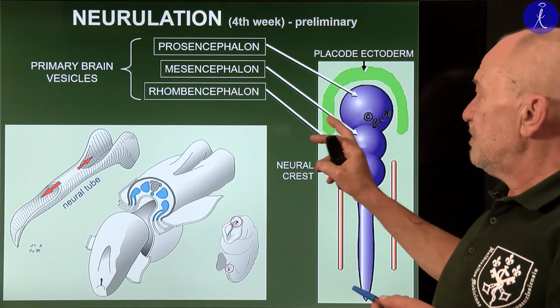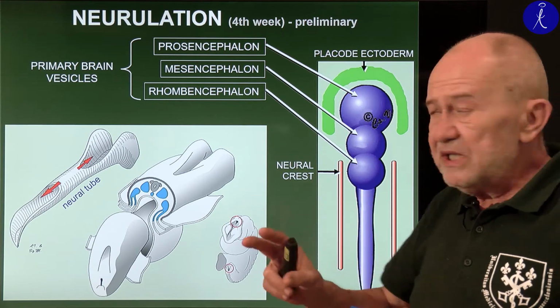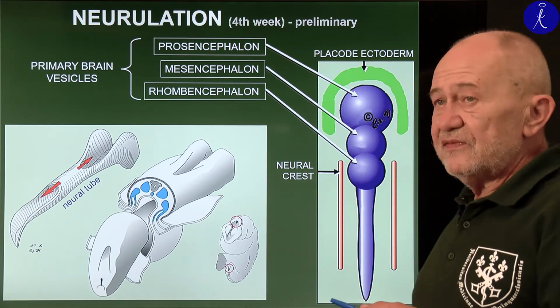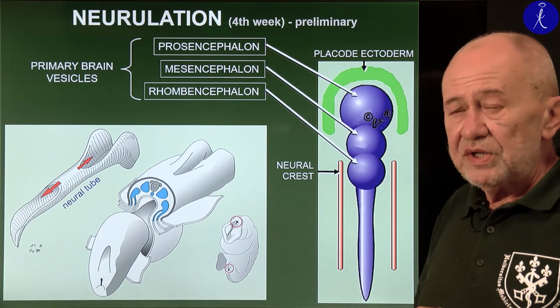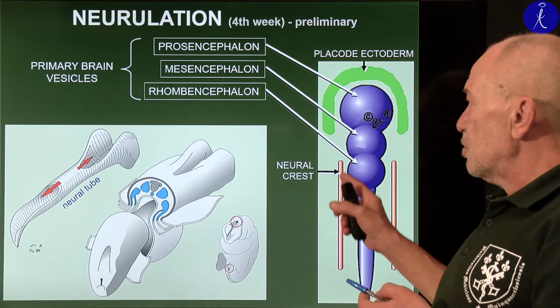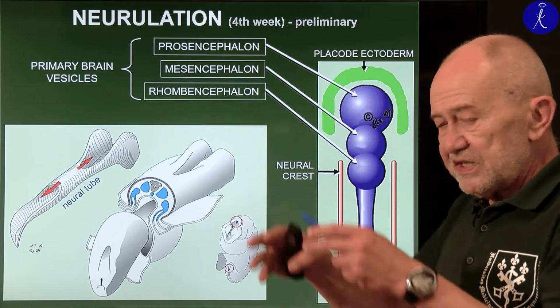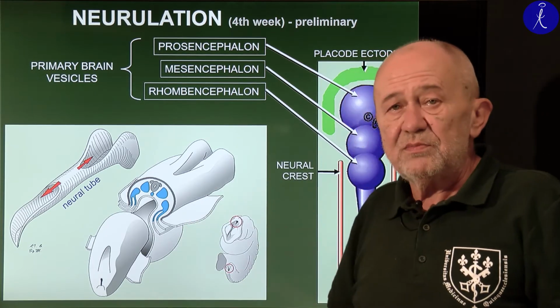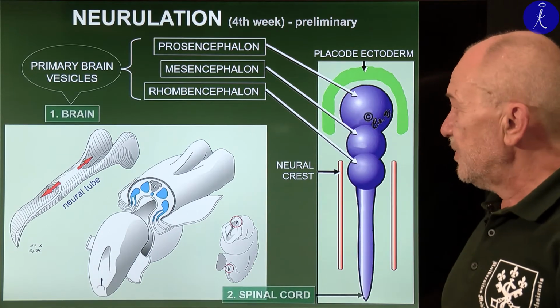So prosencephalic brain vesicle, which is followed by the mesencephalic, meso meaning in between, as well as the rhombencephalic brain vesicle. This would need explanation, but when we get to the microscopy of the brain, you will understand why it is called rhombencephalon. The cavity of this brain vesicle has a floor which has the shape of a rhombus. Therefore, it is rhombencephalon. So these are the primary brain vesicles.